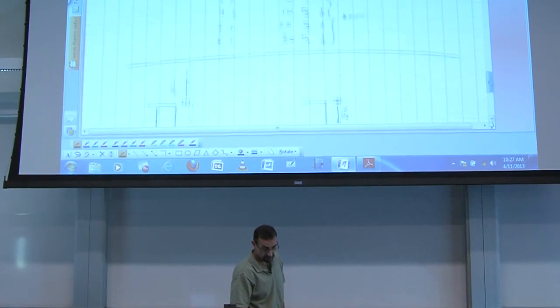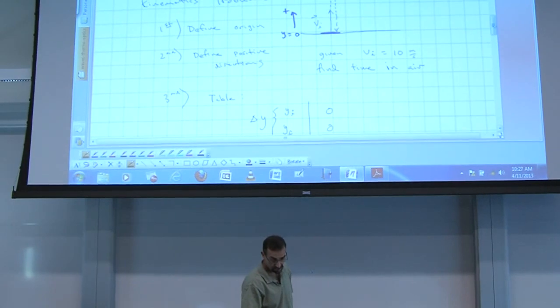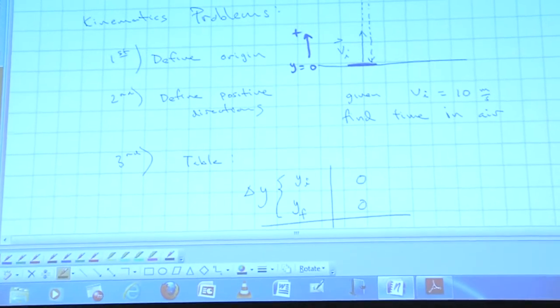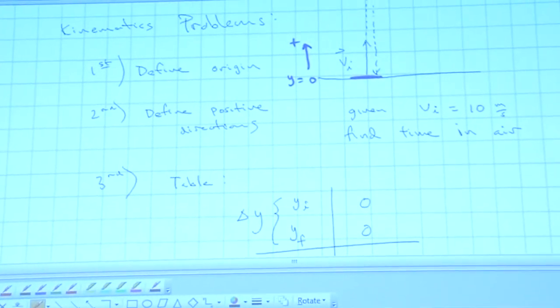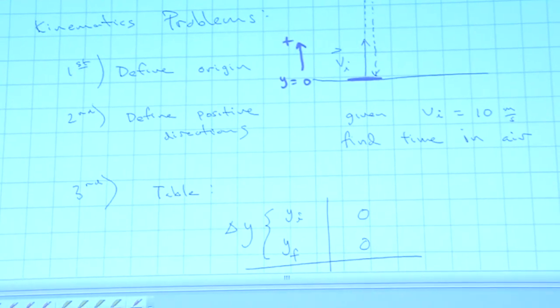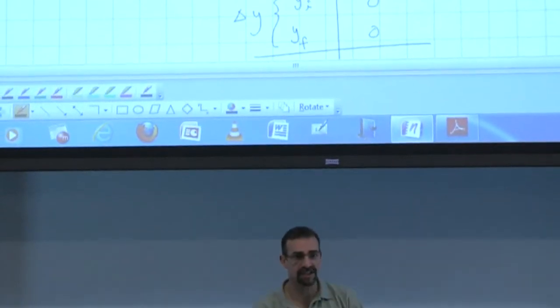Follow this convention here. I want you to draw a picture. Define your origin, define your positive directions, make a table, and then go from there. Okay? Should we all pick the same origin and directions at first? Then maybe we should change it up and do it a second time with different origins. Should we do that? Let's do that.